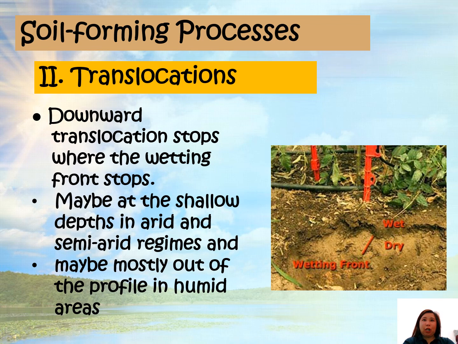Downward translocation stops where the wetting front stops, as you can see on the figure. This is the wetting front here. It may be at shallow depths in arid and semi-arid regimes, because of relatively lower rates of rainfall, and may be mostly out of the profile in humid areas because of higher rates of rainfall.